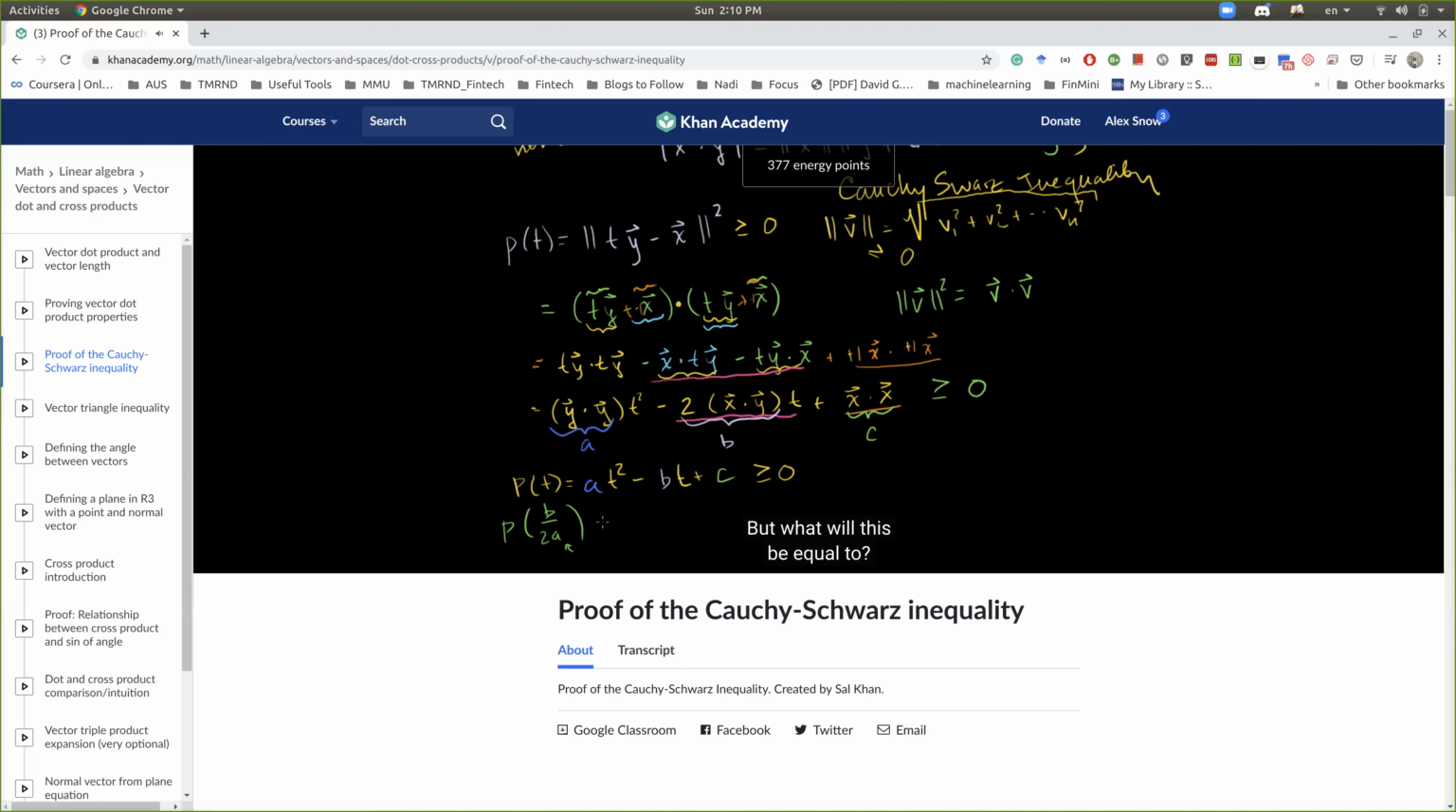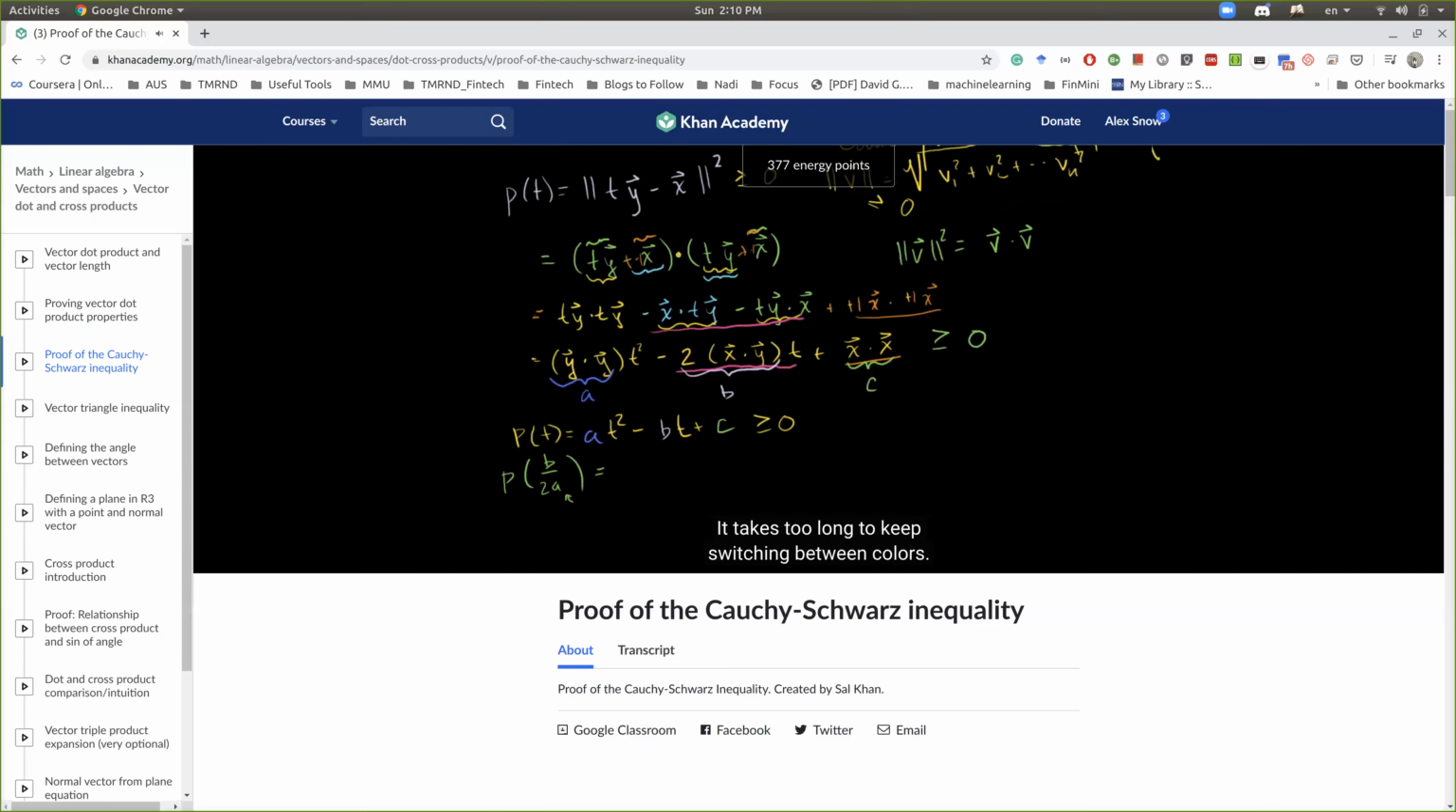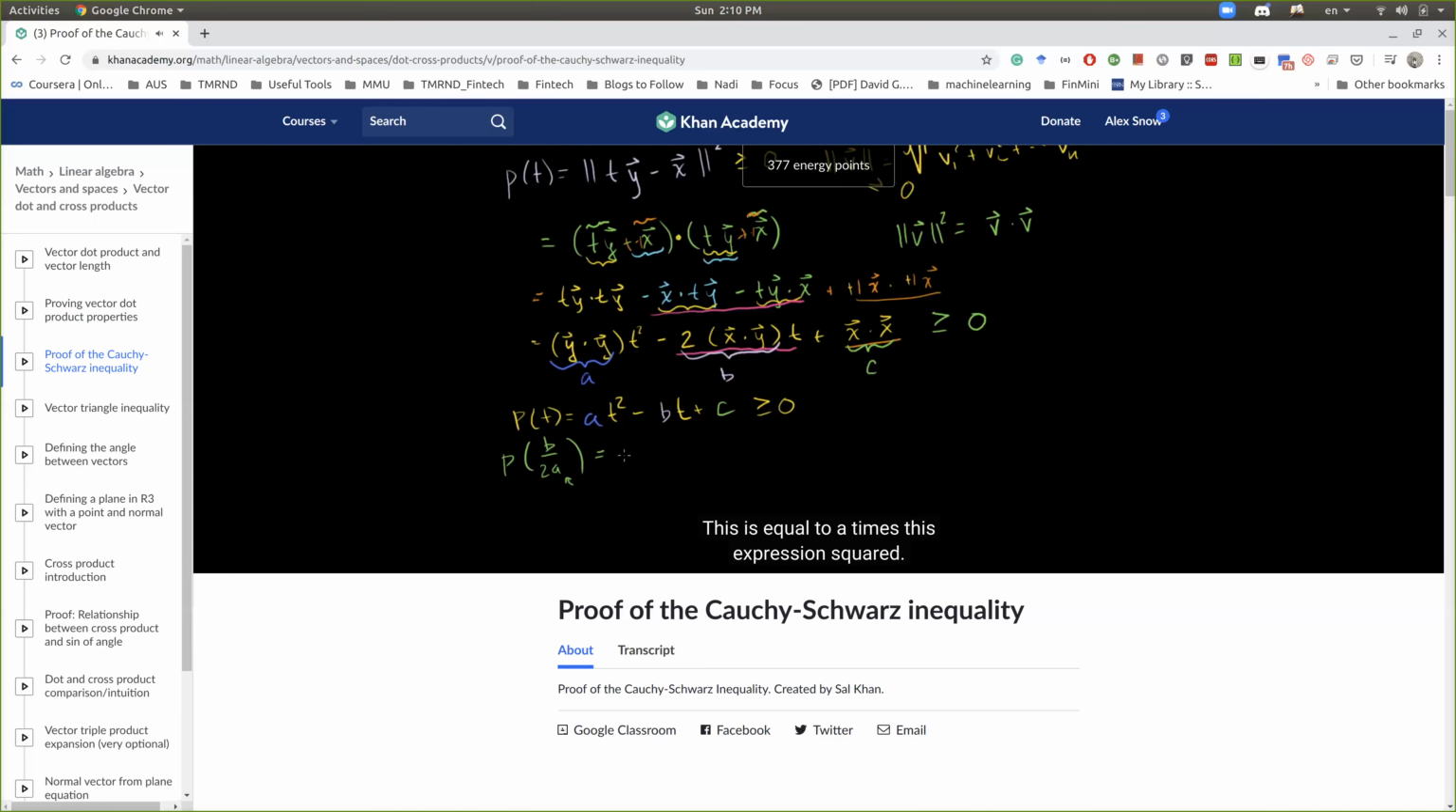But what does this equal? I'll just stick to the green. It takes too long to keep switching between colors. This is equal to a times this expression squared. So it's b squared over 4a squared, I just squared 2a to get 4a squared, minus b times this. So b times, this is just regular multiplication, b times b over 2a, plus c. And we know all of that is greater than or equal to 0.